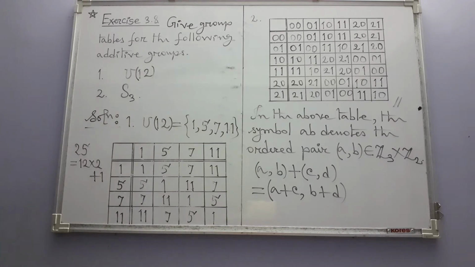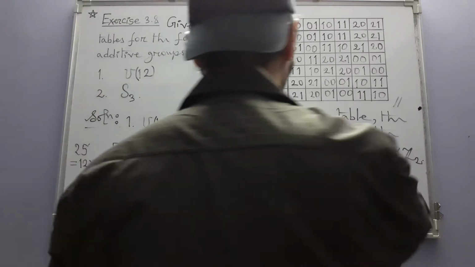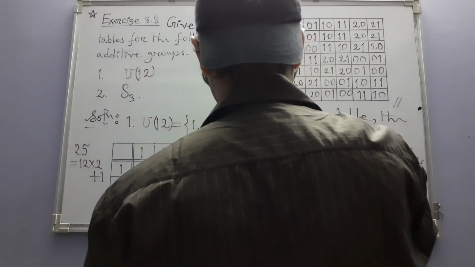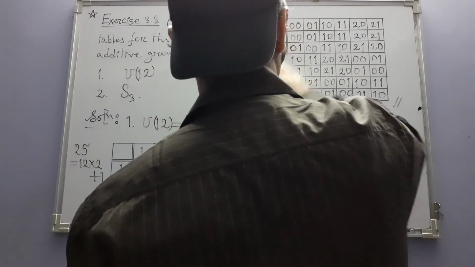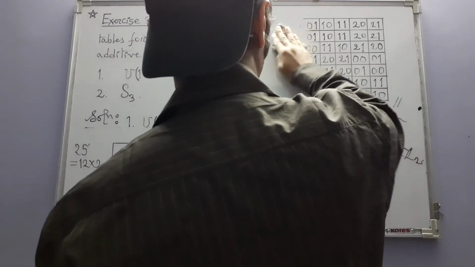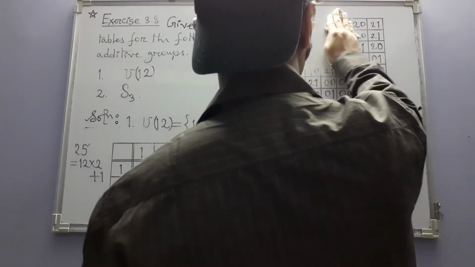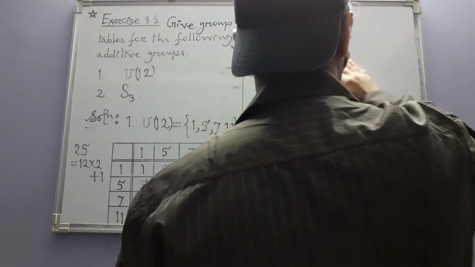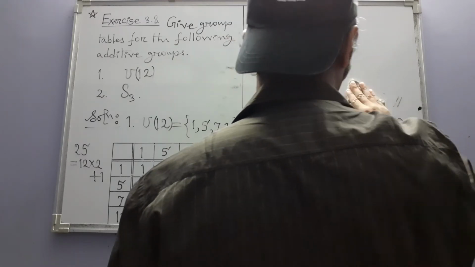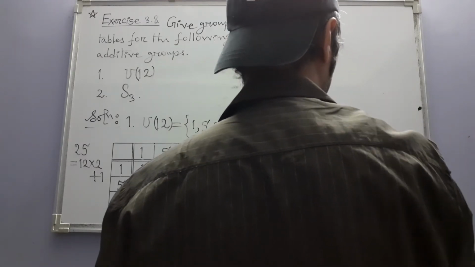Now the next one, S3. This one, however, is non-Abelian. We have already seen this before. So here the group table is not going to be, you won't be able to quickly calculate the group table like this by calculating the upper portion of the leading diagonal cells.